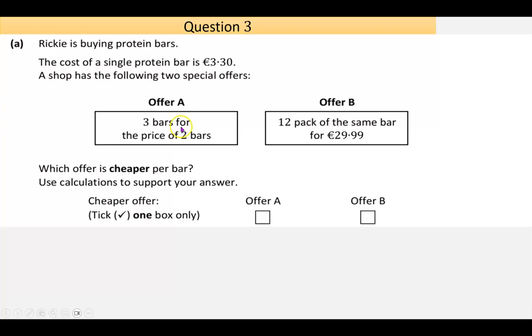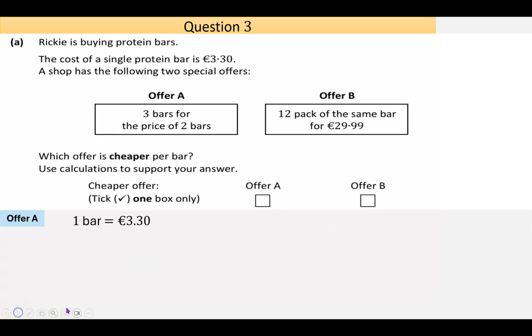Offer A, you get 3 bars for the price of 2 bars, or offer B, you get 12 packs of the same bar for $29.99. Which offer is cheaper per bar? Use calculations to support your answer. And you have an offer A option and an offer B option.